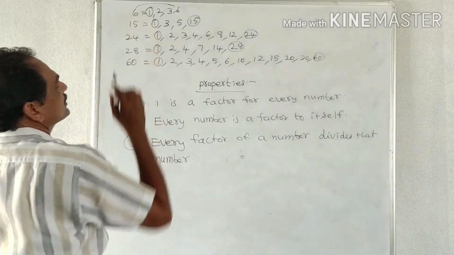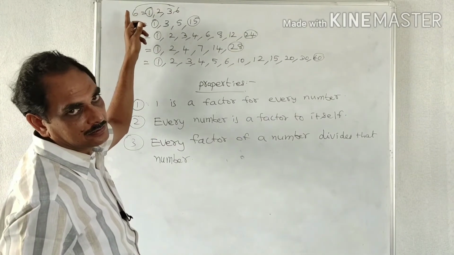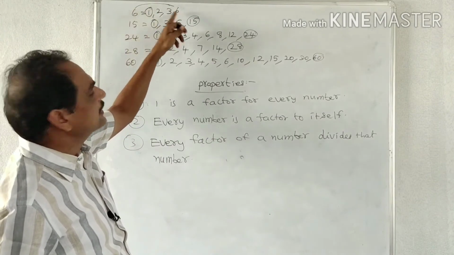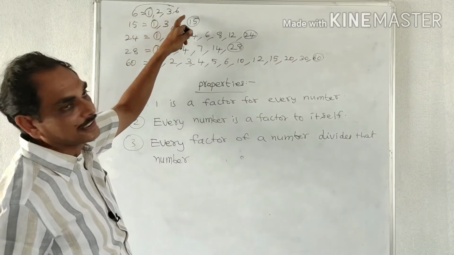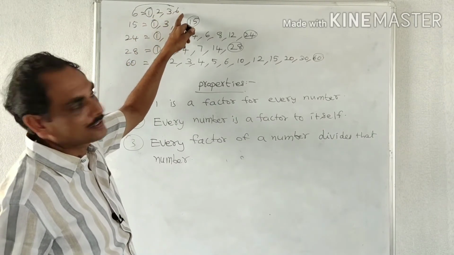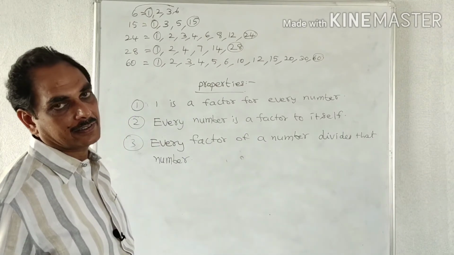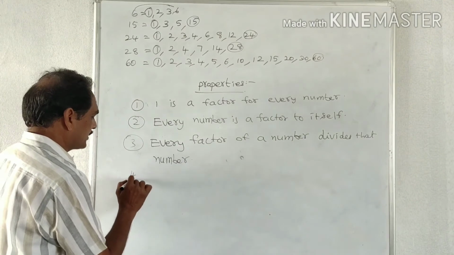So in the case of 6, 1 divides 6. 1 6s are 6. 2 3s are 6. 3 2s are 6. 6 1s are 6. So the factors of 6 are 1, 2, 3, 6. All these 4 factors divide the number completely without leaving a remainder. This is the third property.